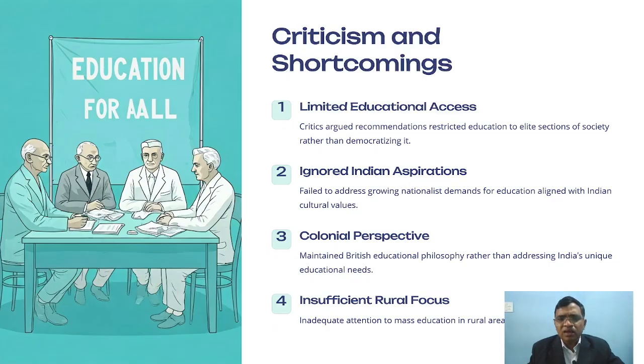So this particular committee maintained the British education policy and did not inculcate the Indian education needs. Then insufficient rural focus. So they focused mainly on urban areas. So inadequate attention to mass education in rural areas where most Indians live. More than 78% of India consists of rural area, but they ignored it and only focused on urban areas. So these are the shortcomings or criticisms of this particular committee.